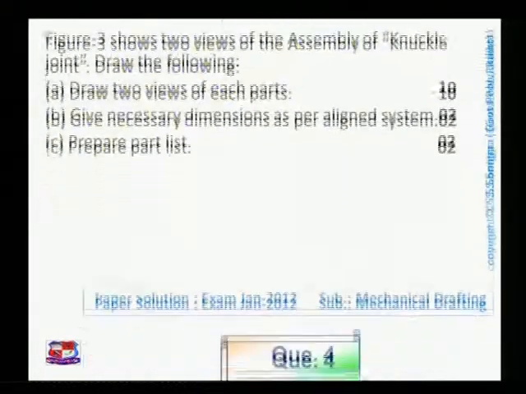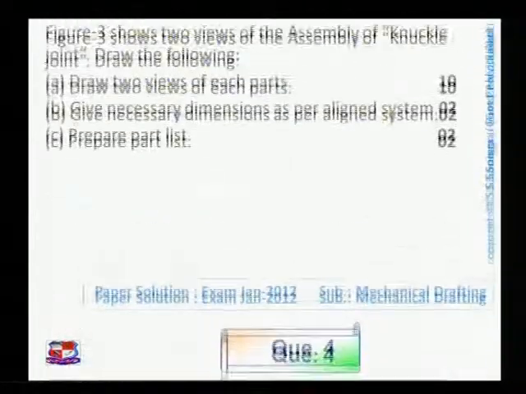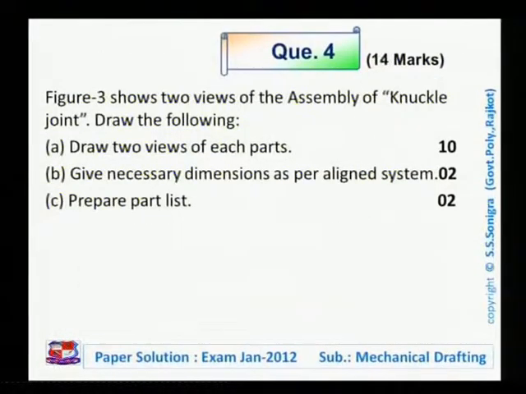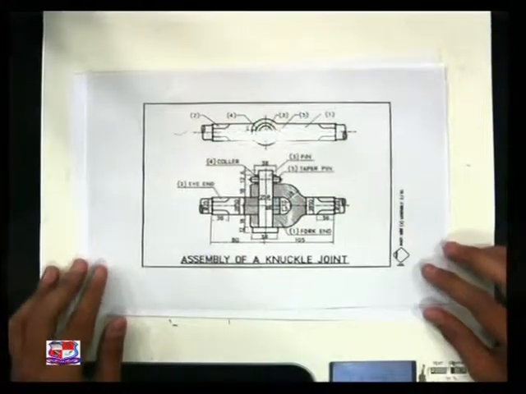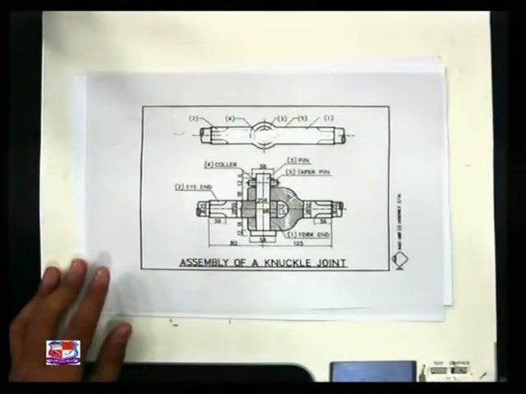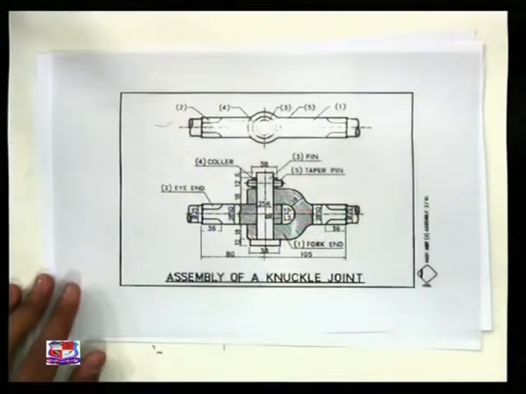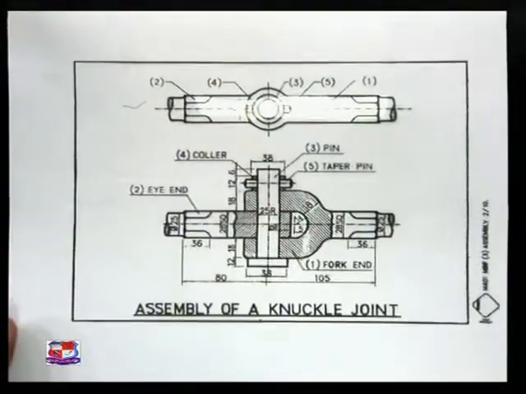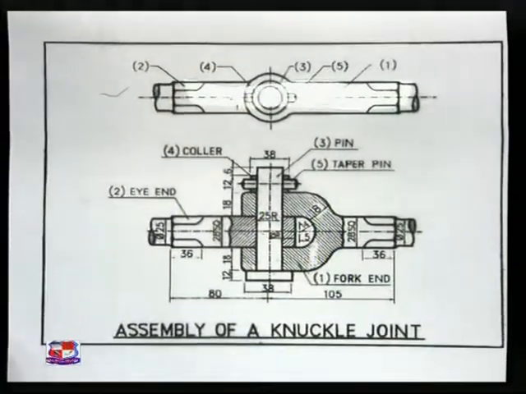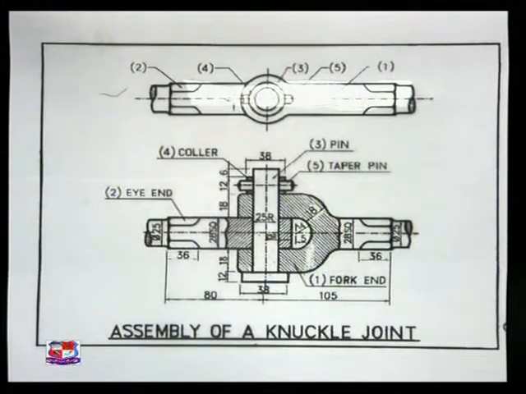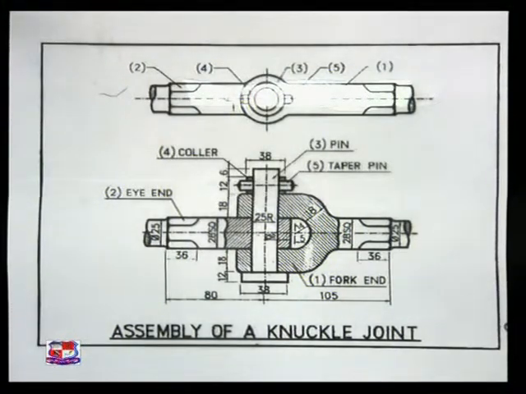So the solution of this problem we have drawn earlier in the previous examination, in the previous solution, which is shown over here. I would like to show the assembly like this. Here the data is given like this. This is the given data. This is the assembly of knuckle joint, right? There are 5 components.